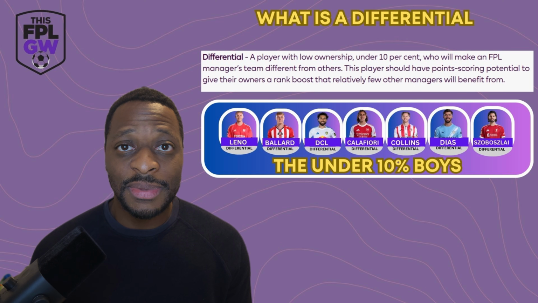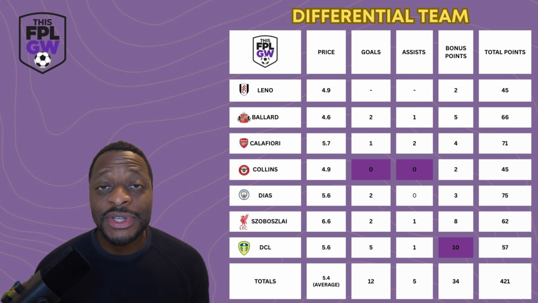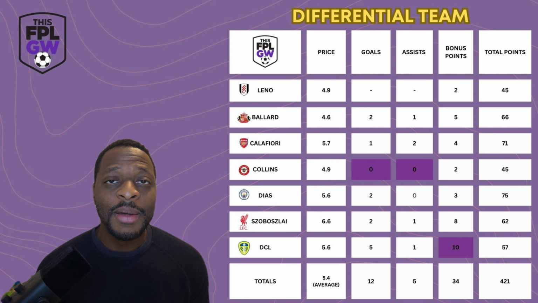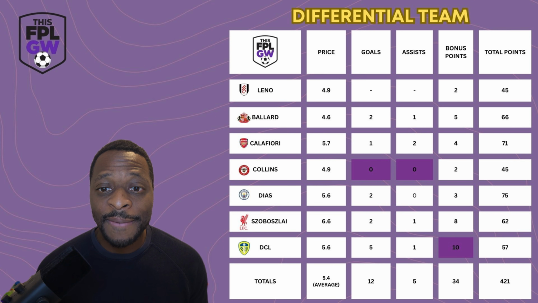I'm just going to talk about some of the key highlights of my differential team thus far this year. All right, so when looking at the differential team, one note: I moved Henderson and Leno, who are both differentials. I moved Henderson to the regular team just to make it even, so each team had a goalie. But let's go through the different players on the team right now. So I have Leno in goal, Ballard a defender, lots of defenders as you'll notice, Calafiori, Collins, and Diaz from Man City. And then Szoboszlai, the only midfielder at Liverpool, and DCL, of course, from Leeds.